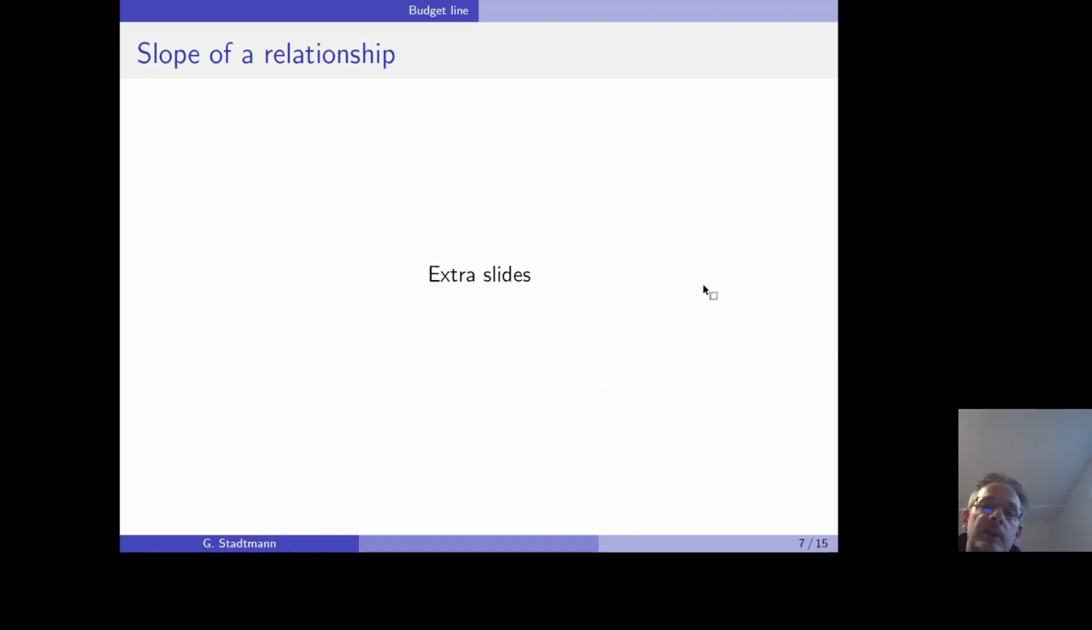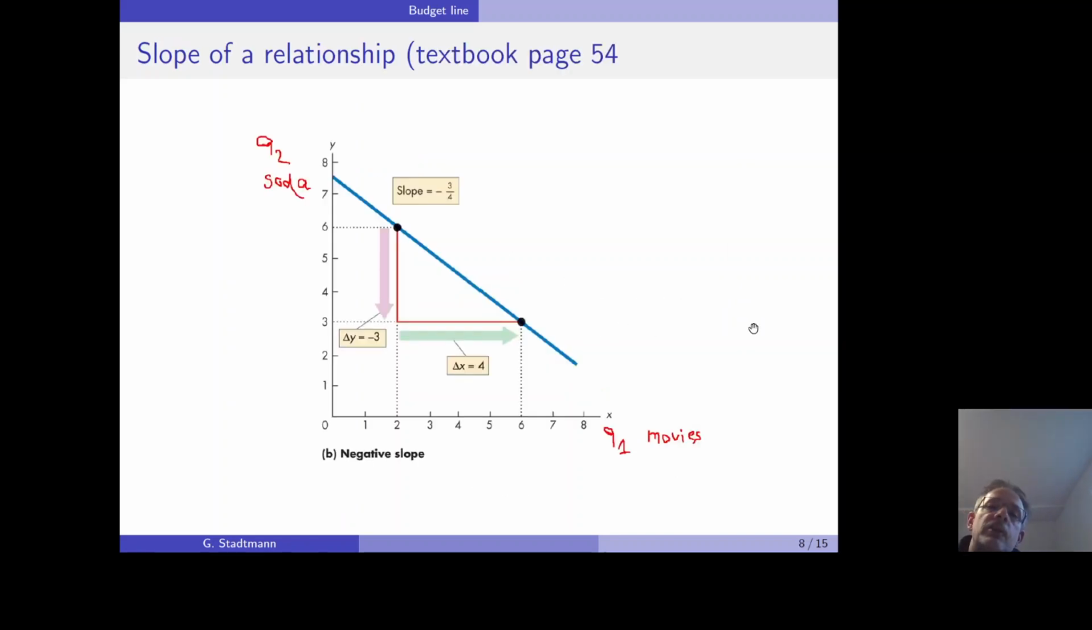Some extra slides: the following picture stems from the textbook, page 54. Here we are working in one diagram where we have a y variable on the vertical axis and the x variable on the horizontal axis. And here it is said that this curve has a negative slope, and the size of the slope is minus 3 over 4.